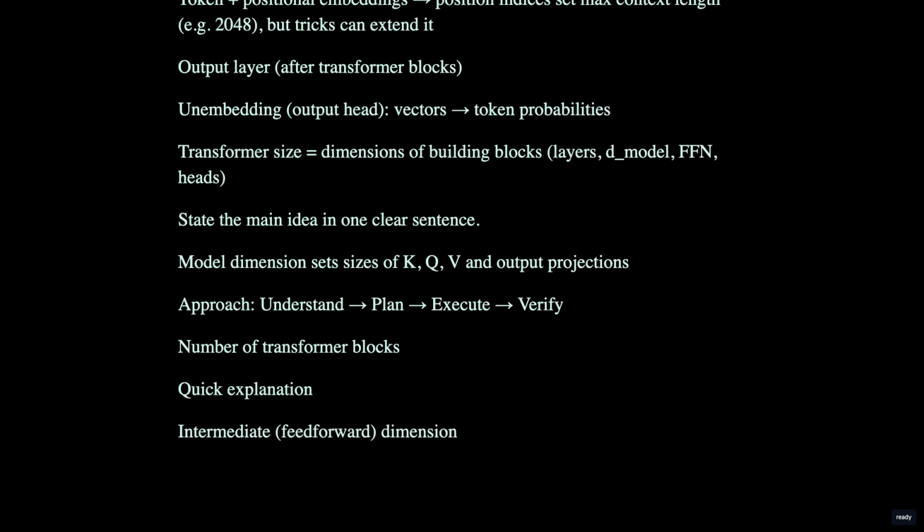This is the size of the hidden or intermediate layer inside a transformer's feed-forward block. It's typically larger than the model's embedding size and controls how much nonlinear capacity the layer can represent.